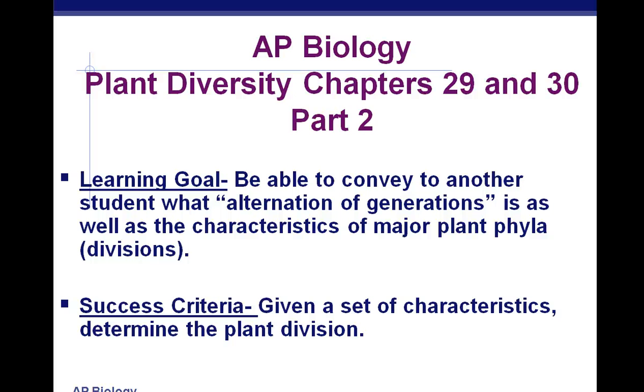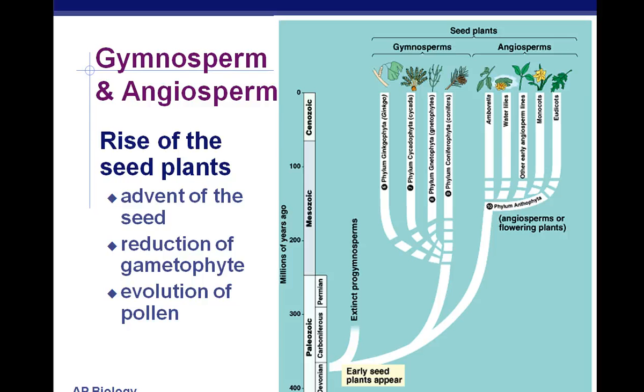AP Biology, Plant Diversity, Chapters 29 and 30, Part 2. In the previous part, we learned about the bryophytes and pteridophytes, and they're fairly simple plants, and they're found in the lower rocks as far as fossils are concerned. They evolved before gymnosperms and angiosperms. Gymnosperms and angiosperms are more advanced land plants.